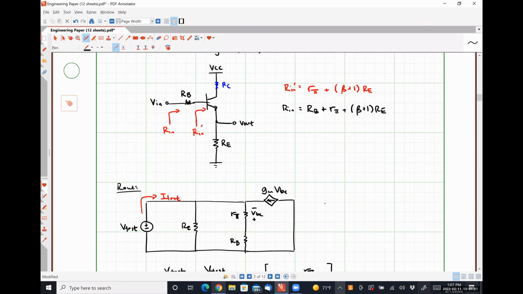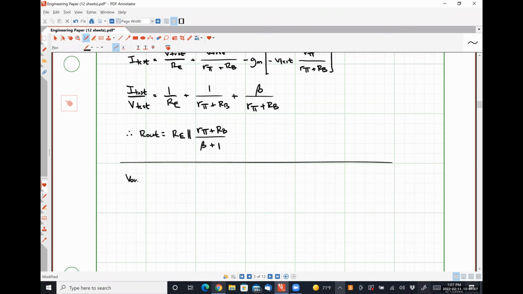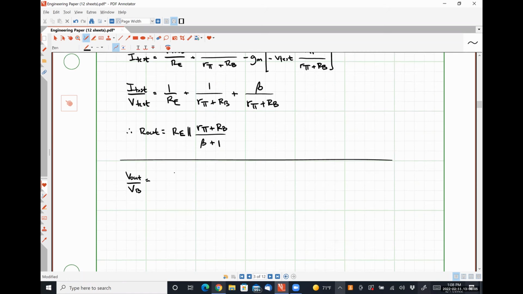Let me label this as VB just for the sake of argument. So we know that V out over VB is equal to RE divided by RE plus R pi over beta plus 1.